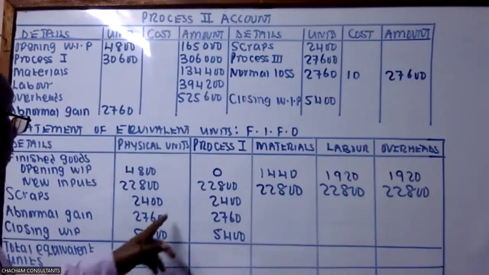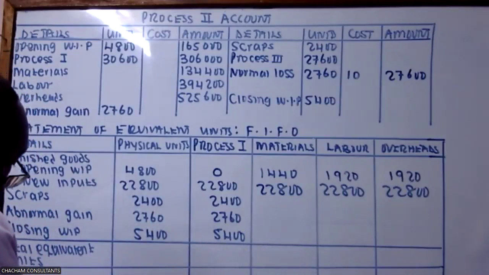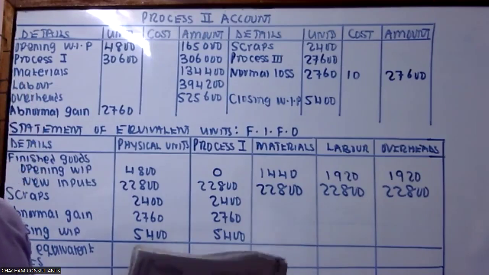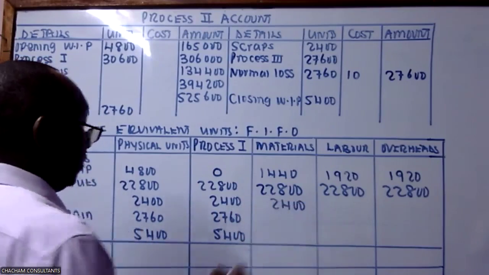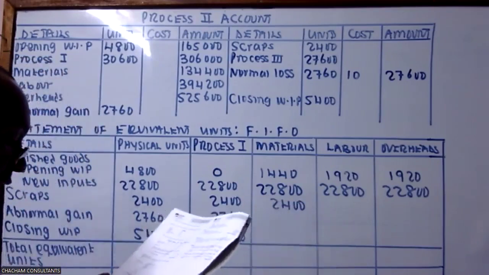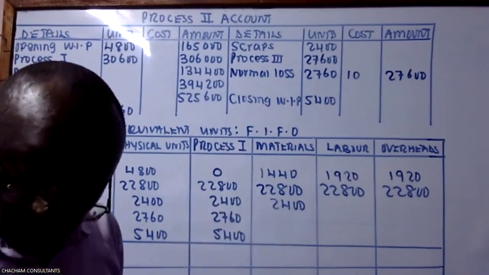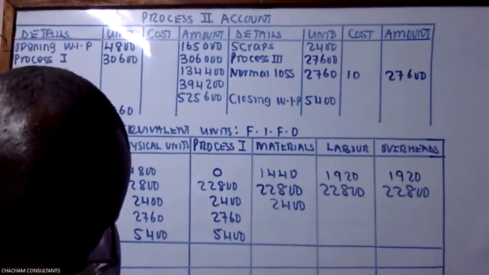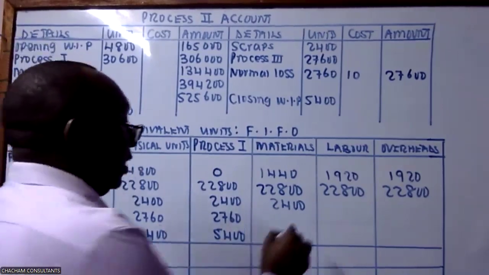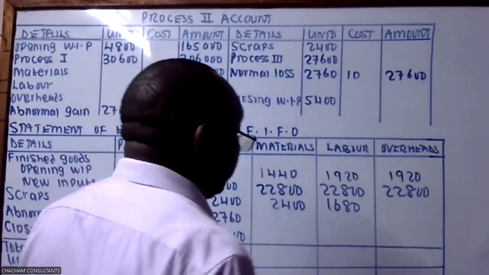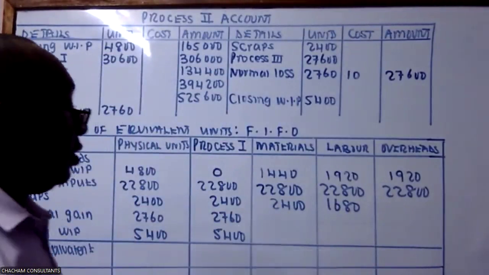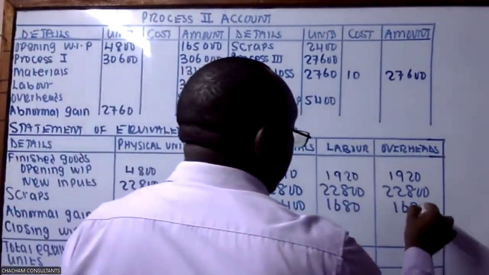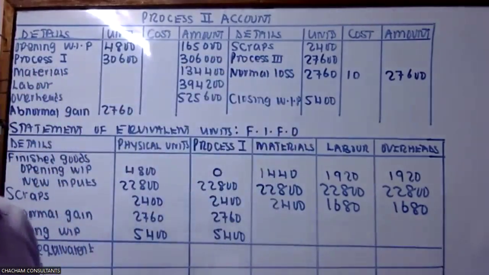Alafu sasa, for the scraps, we are already told by information 3. As far as materials are concerned, they had gone 100. So 100% of 2,400 is 2,400. Ikikuja kwa labor, they had gone 70. So 0.7 times 2,400. That is 1,680. Then for overheads, they had also gone 70. 1,680.